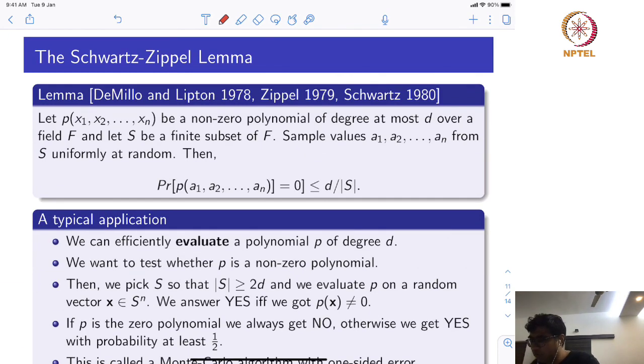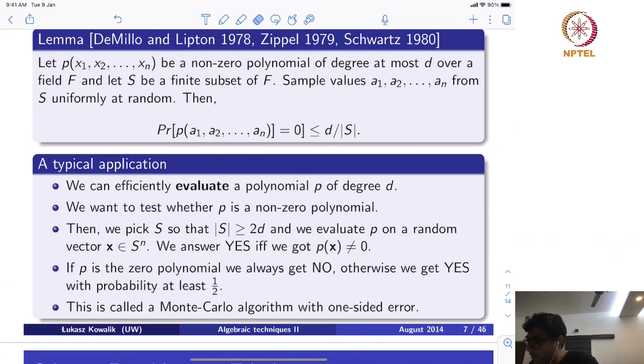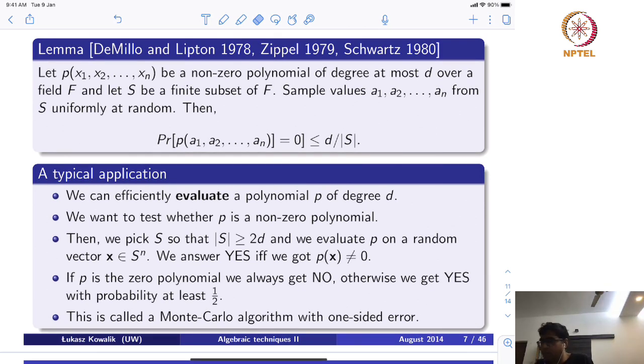So, what is a typical application of this? We can efficiently evaluate a polynomial p of degree d, and we want to test whether p is a non-zero polynomial or not. Then we pick S so that the cardinality of S is at least 2d, and we evaluate p on a random vector x in S^n. We answer yes if and only if we got p(x) not equal to 0. So, if p is the 0 polynomial, we will always get no, otherwise we get yes with probability at least half, and you can boost this probability to anything.